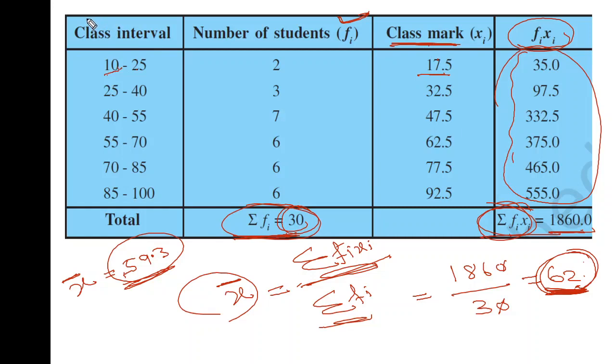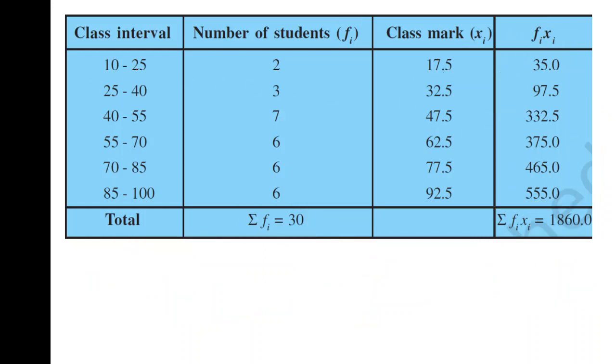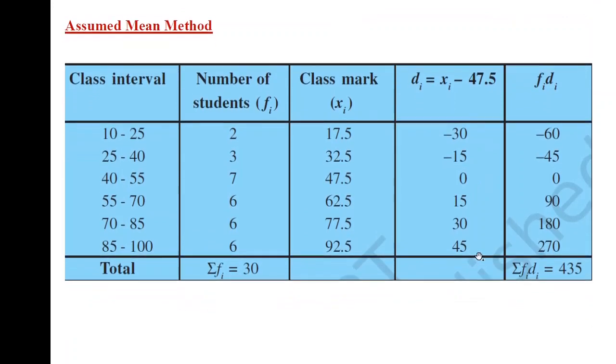Okay, so you can say that number, that 59.3, was the exact number. Okay, this is a deviated form. Okay, so this is it. Now we will move to another method, that is the assumed mean method. Okay, so look, this is a very simple method.